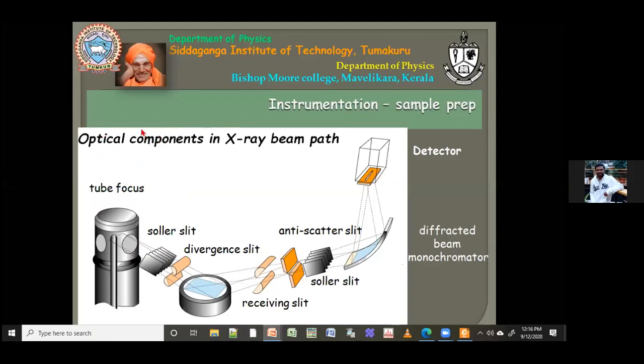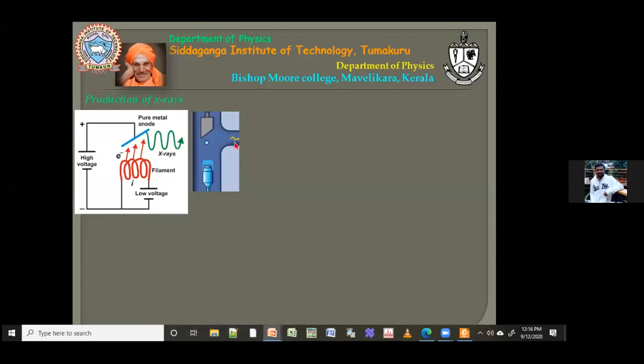X-rays are coming out from this tube, and they are conditioned to fall on your sample. So this is how you make the X-rays fall.